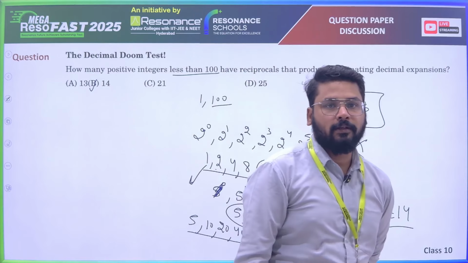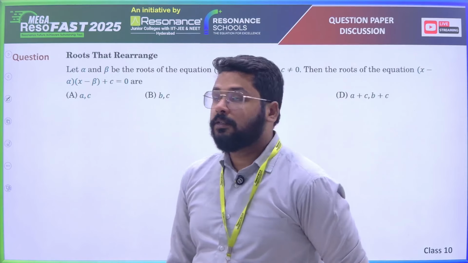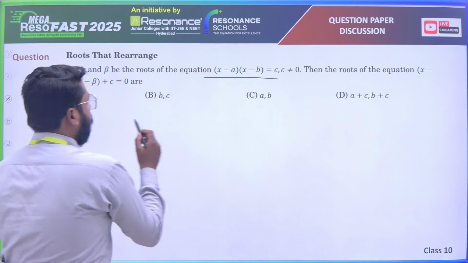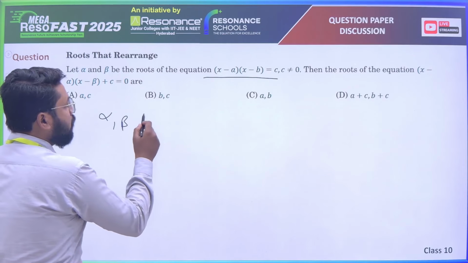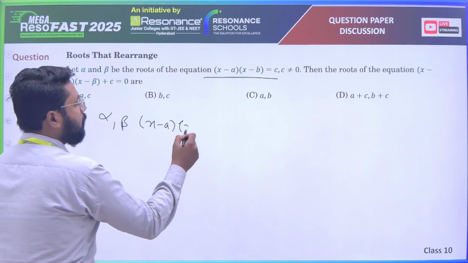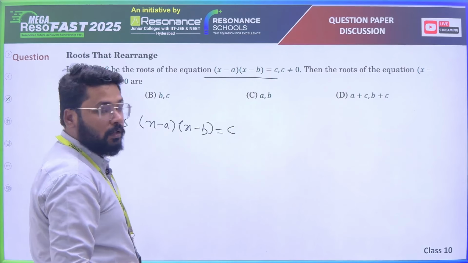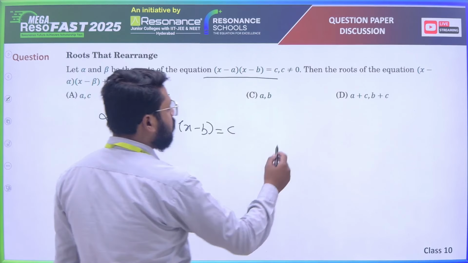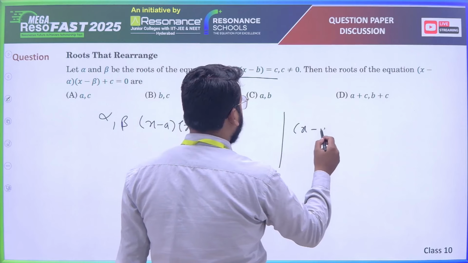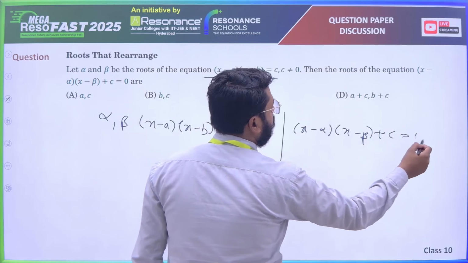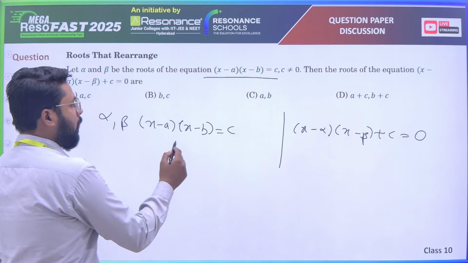Second question. Okay. Now we'll go to third question. Let alpha and beta be the roots of this equation: alpha and beta are the roots of the equation x minus a, x minus b equals c, with the condition c is not equal to 0. Then we have to find the roots of another equation which says x minus alpha, x minus beta plus c equals 0. Okay. So first we'll multiply this.